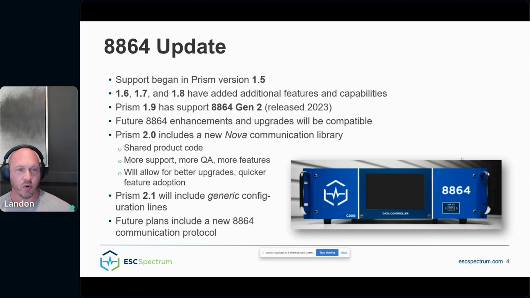For the 8864, Prism 2.1 will include the ability to have generic configuration lines. I'll go into that in a little bit more detail, but that's the only major update still planned that's not currently in Prism for the 8864. Future plans include a new 8864 communication protocol that hasn't been started on yet. But when that does, Prism will be able to get that communication protocol as well.